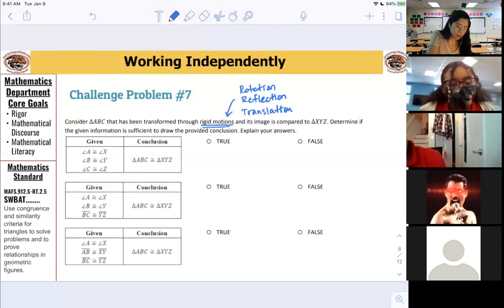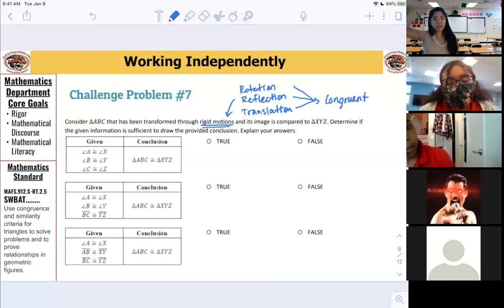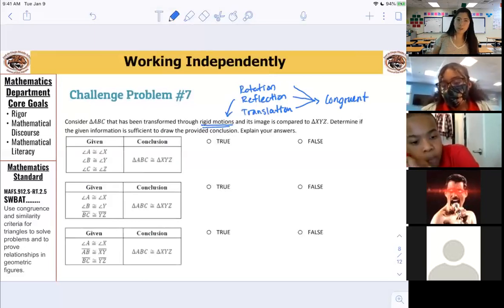And all 3 of them, if you use them, what do you get as your image? Is it going to be congruent or not congruent? Congruent. It's just going to be in another place. Yeah, they're still congruent. So we know that we need congruent triangles. So now let's check to make sure we have enough information.